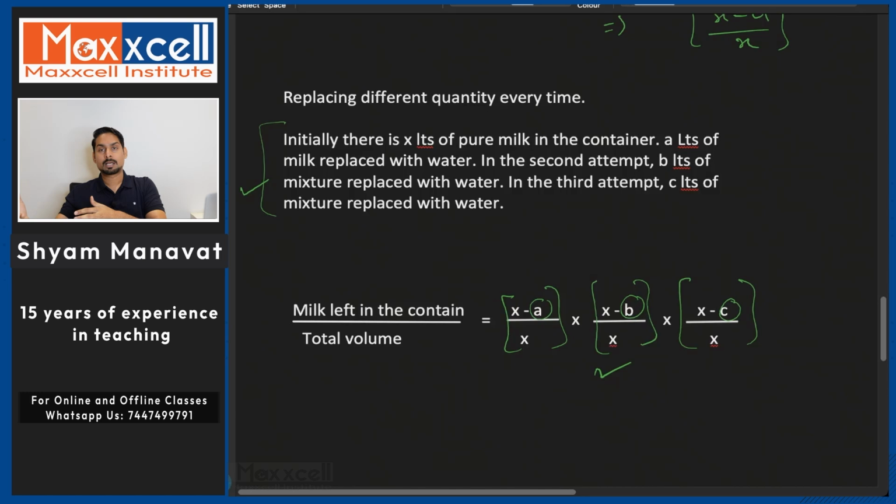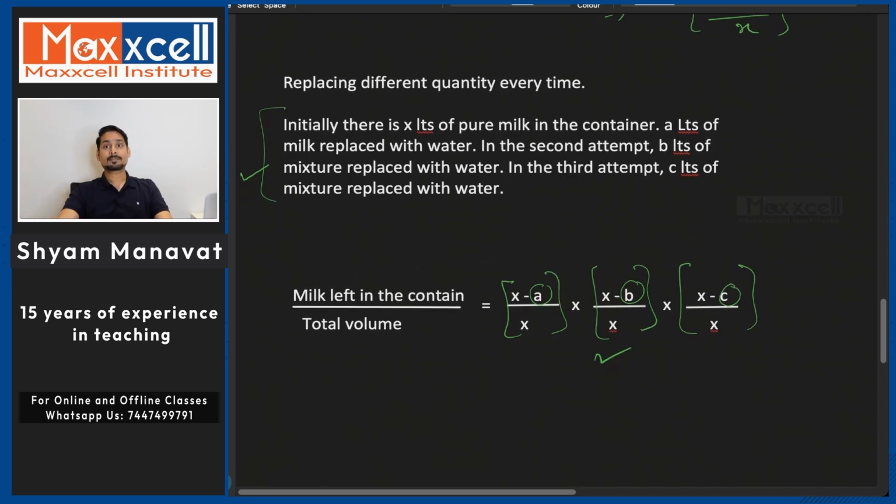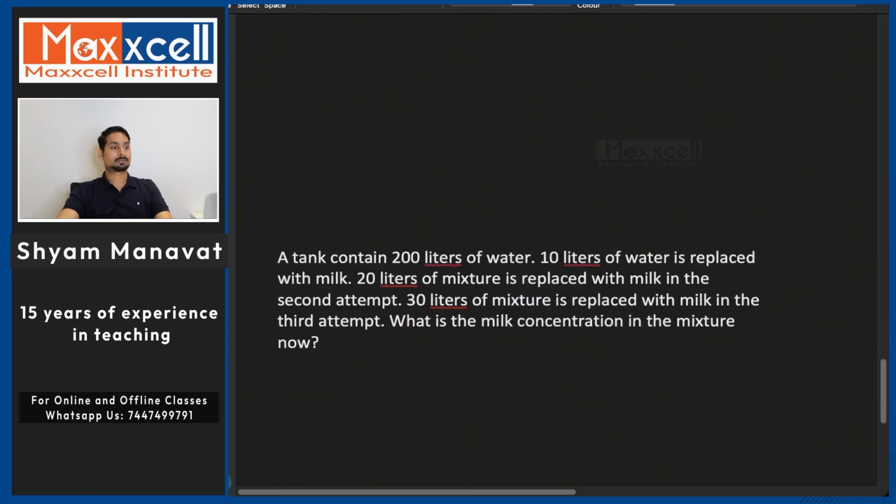If you're changing the replacement quantity every time, you can't just say ((x minus a) by x) to the power n. You can't just keep multiplying by (x minus a) by x. First time it is a, second time it is b, third time it is c, and so on. I have written it for 3 times. It could be 2 times, it could be 4 times or more. Let's apply this to the question.